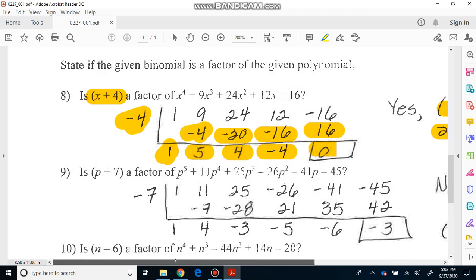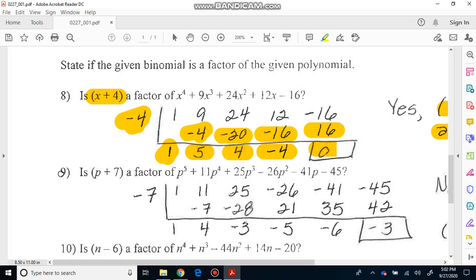And this is not just true for polynomials, it's true for numbers, right? 15 divided by 3 is equal to 5. There's no remainder. 3 is a factor. 15 divided by 2 is 7, remainder 1, because 2 is not a factor, so I get a remainder. So if the remainder is 0, it's a factor. Anything else, not a factor.